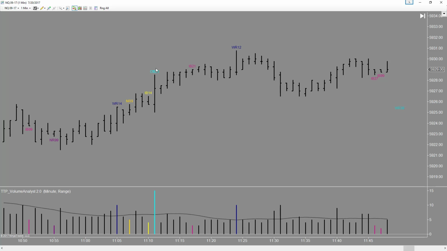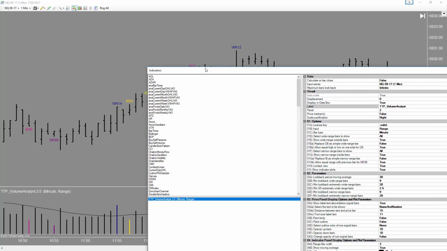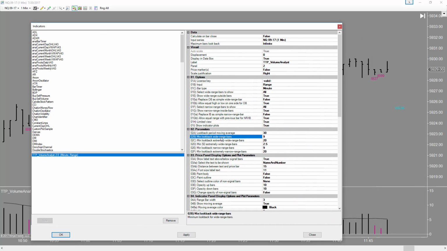And then you can have either just a normal wide ranging bar or an extremely wide ranging bar. I won't go into too much detail right now, but just to give you an idea of how this works, there are different look back periods here. So for a standard wide ranging bar, it has to be larger than the past 9 bars. But for an extremely wide ranging bar, it has to be greater than the past 20, but also be above this standard deviation value, 2.5.